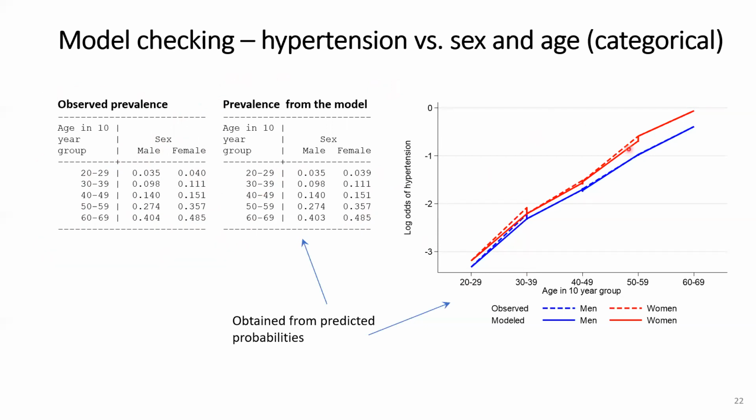And on the right-hand side, you see the graph. This is the lowess curve, to see if there is any difference between the association based on observed values and the association based on predicted probabilities. And they are quite similar. I do not see departure of these two lines between observed and modeled.